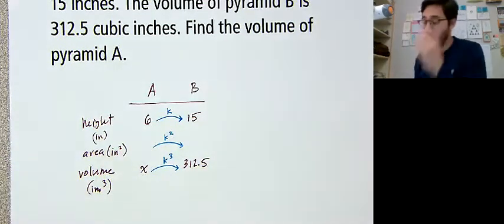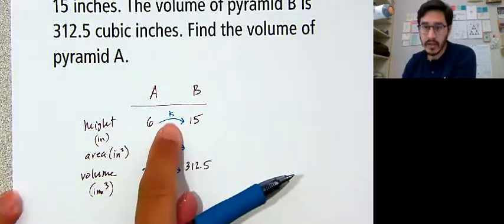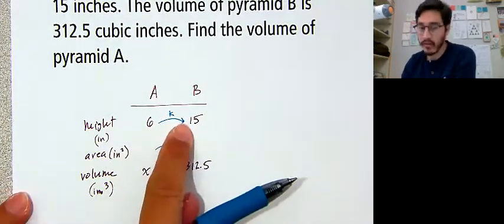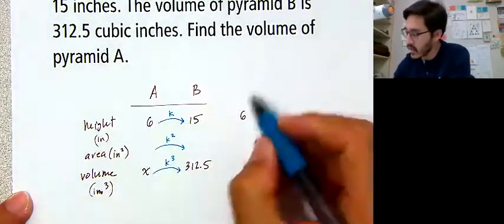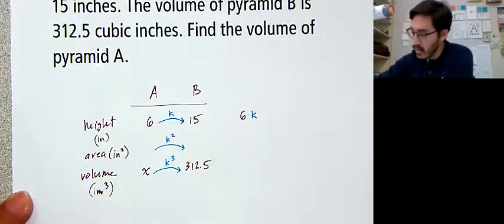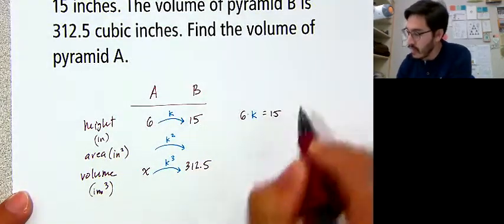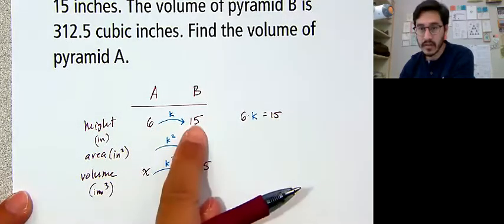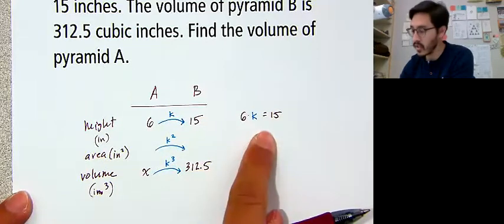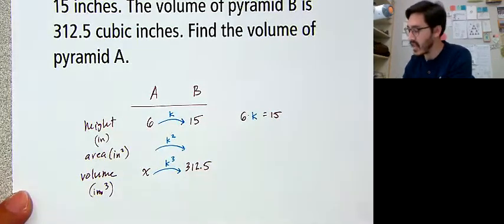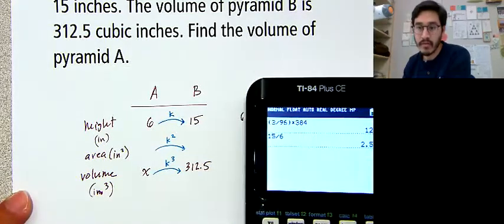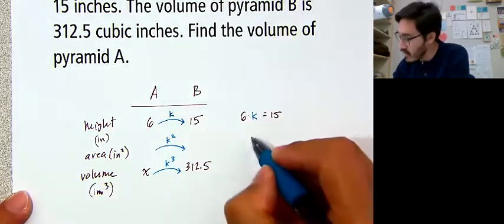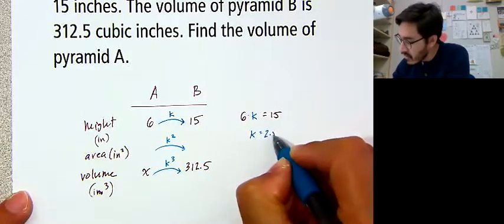So let's find the linear scale factor, the one-dimensional scale factor. We can create an equation: 6 times K equals 15. That's what I get from this diagram; 6 times K produces 15. Divide both sides by 6, and you get 2.5. So our scale factor K is 2.5.